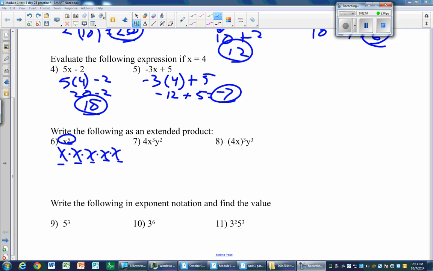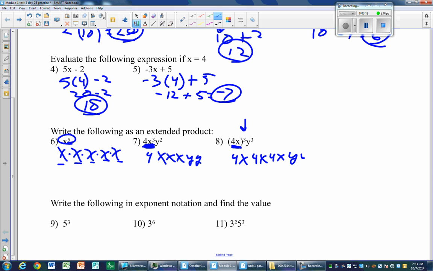Okay, so I tried to mix this up a little bit. This tells us just to write down 4 times x times x times x. You understand? The 4 is not raised to any power. Then we have y times y. This one, however, tells us to take all of 4x and raise it to the third power. So that means write it down 3 times in extended product, and then y, y, y. Now, if you decided to write down 4 times 4 times 4 times x times x times x times y times y times y, that is fine also.